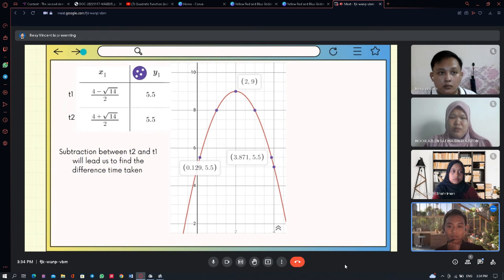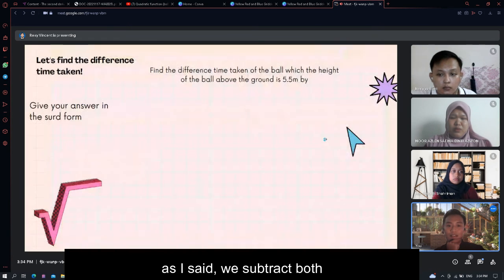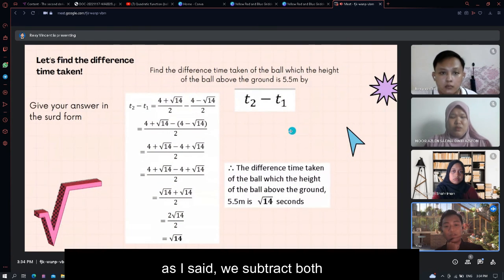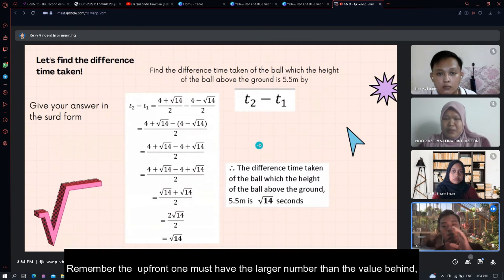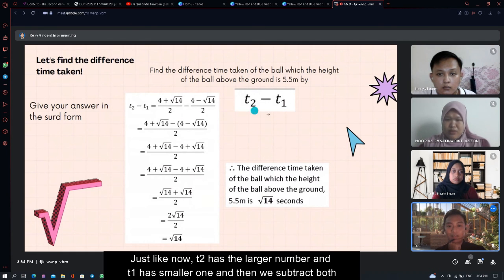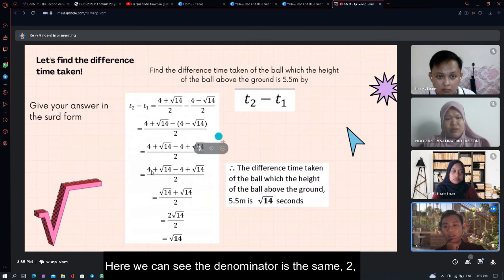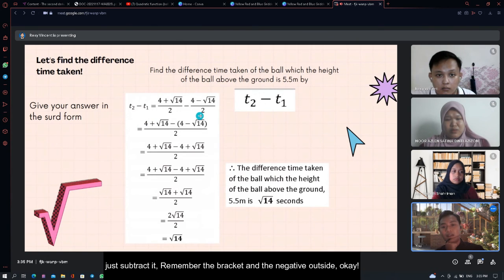Next. As I said, we have to subtract both. Remember, the front one must have the larger number than the one behind. Just like now, t2 has the larger number and t1 has the smaller one, and then we subtract both. Here we can see that the denominator is the same, 2. I just subtract it. Remember the bracket and the negative outside.